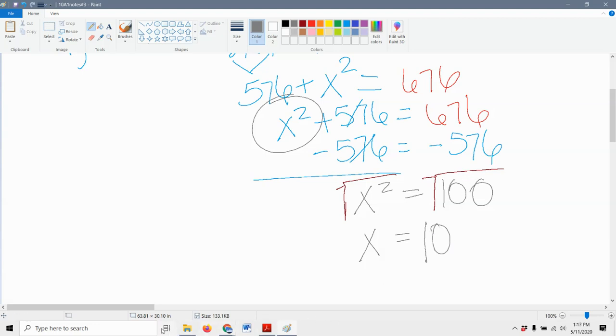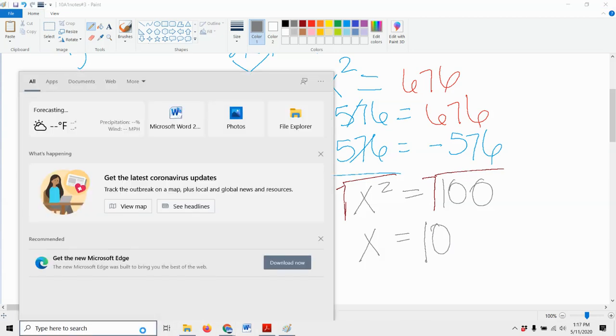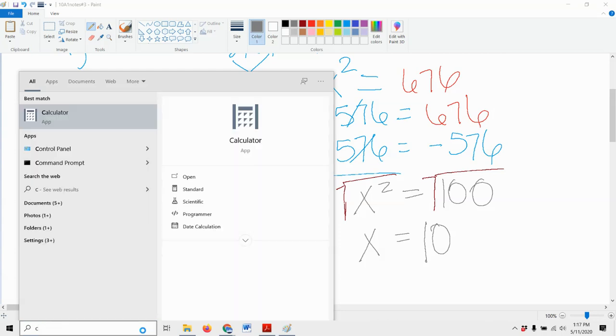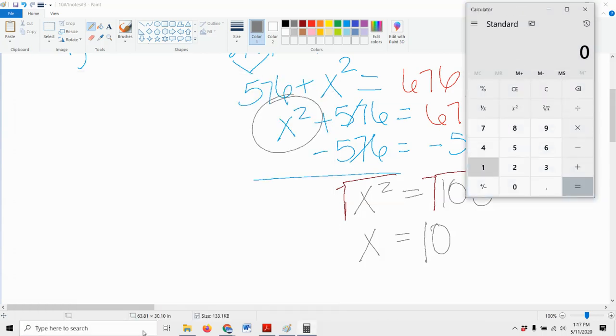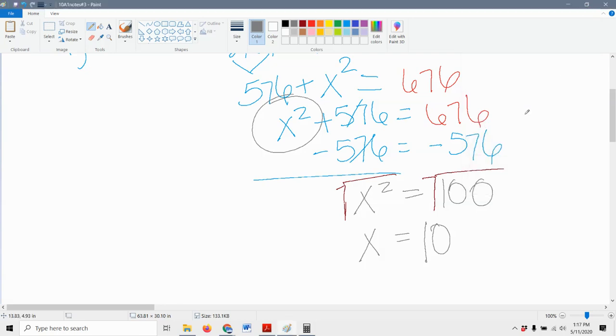You guys can always try this on the calculator to check to see if it's a perfect square. The way that you're going to do that is you're going to just take the square root and see if you get a whole number. If you do, it's a perfect square. We don't want to have decimals, so only use that if you're going to get a whole number.